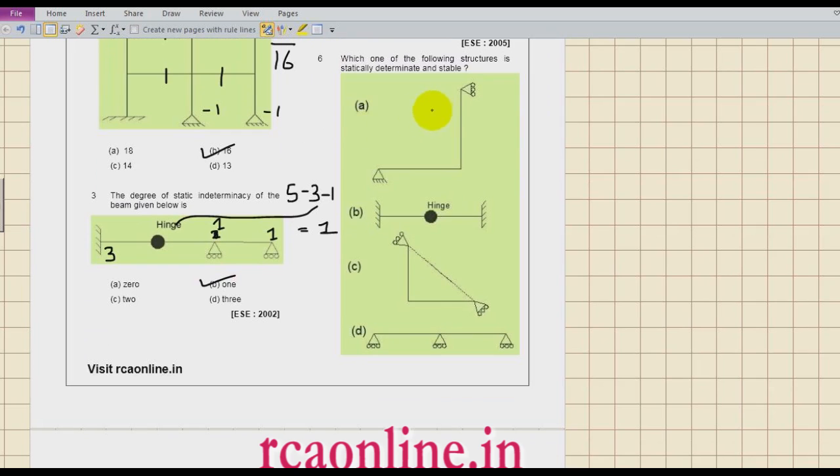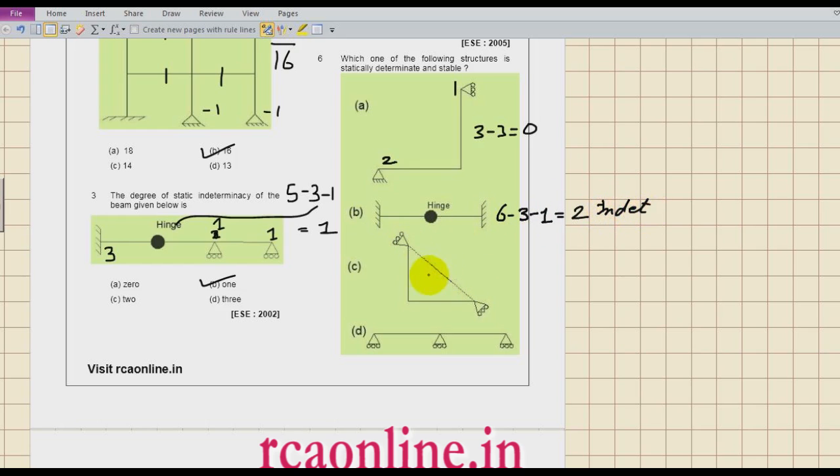Okay. Now see this: which of the following is statically determinate and stable? This gives 2 reactions and this gives 1. So 3 minus 3, 0. So this is statically determinate. What about this? It gives 6 reactions. You have equations available 3, and because of the hinge -1, so 2. So this is indeterminate.